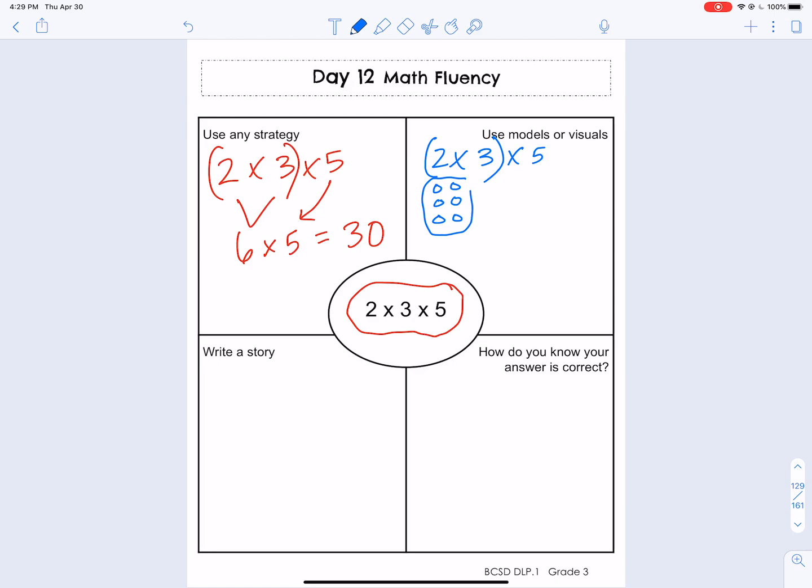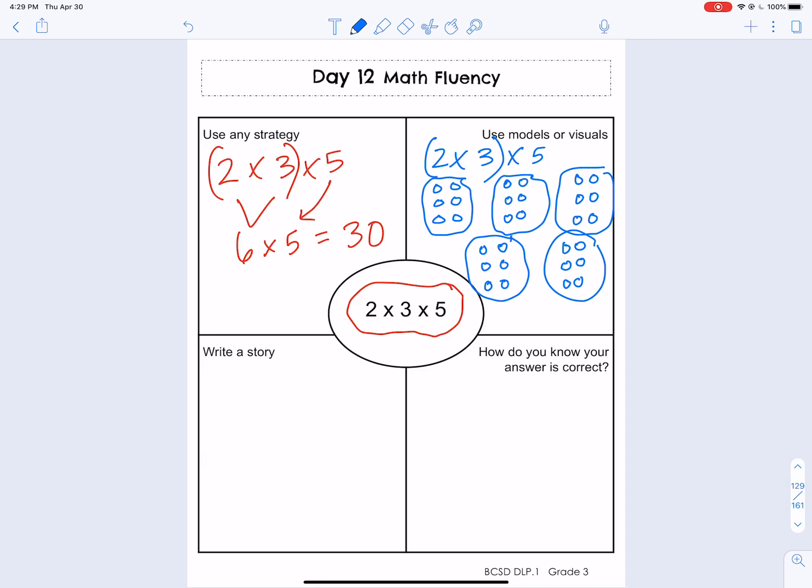So that's 1, 2 groups, 3 groups, 4 groups, 5 groups, okay? So I have 2 times 3 represented because I have 3 rows and 2 columns, okay? And then I just did that 5 times. So that's how you would represent it as a model or a visual.